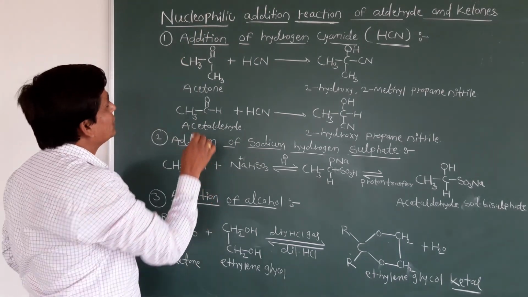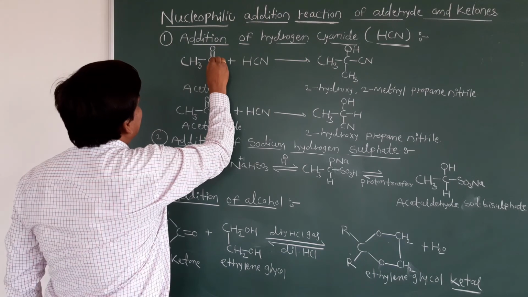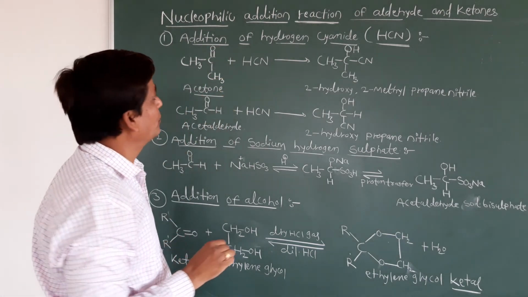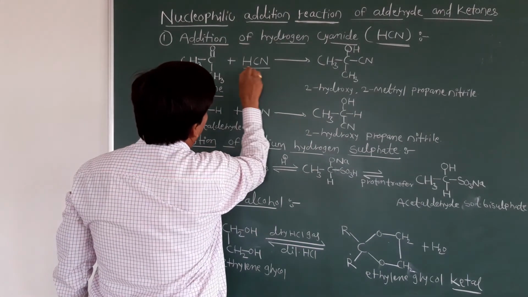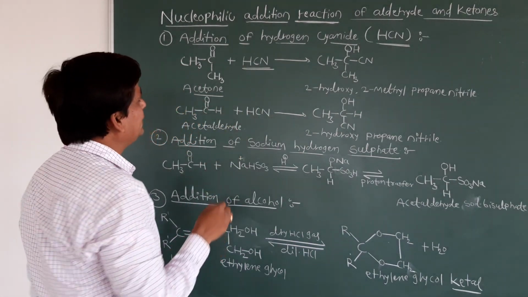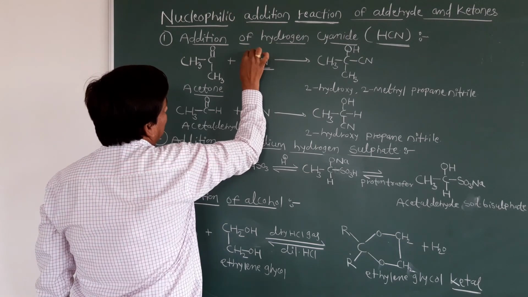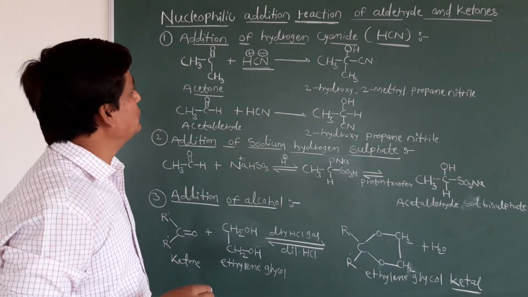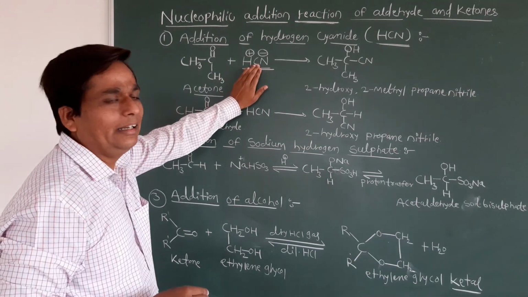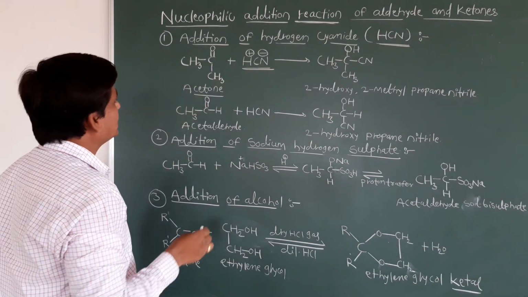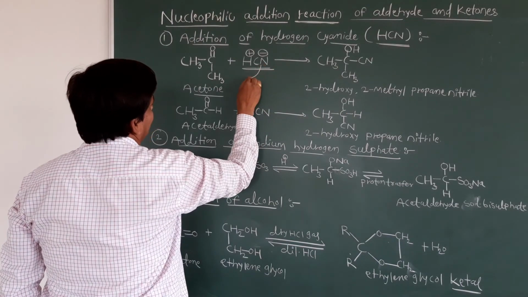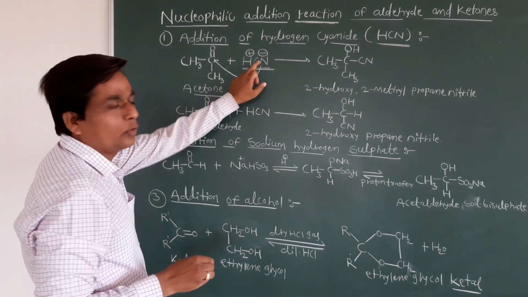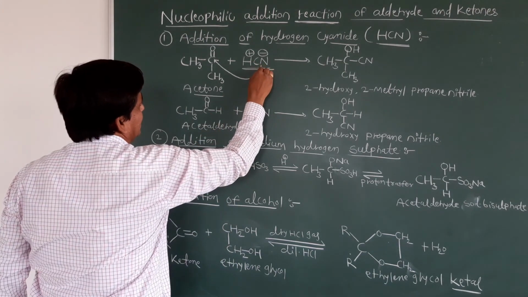Okay, students, just see the structure. CH3 C double bond O CH3 is nothing but acetone. It is a ketone group. So it reacts with hydrogen cyanide, HCN. In that hydrogen cyanide, this hydrogen carries a plus charge and this cyanide group will carry the negative charge. So this CN is a nucleophile. What happens, students, when this nucleophile adds to this carbon? This cyanide group is nothing but the nucleophile which is attached to this carbon.